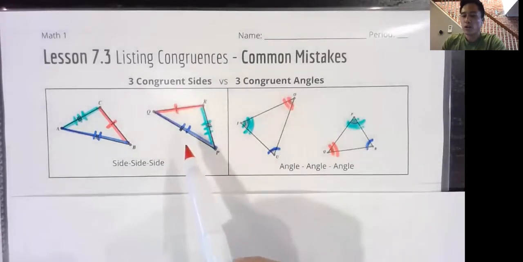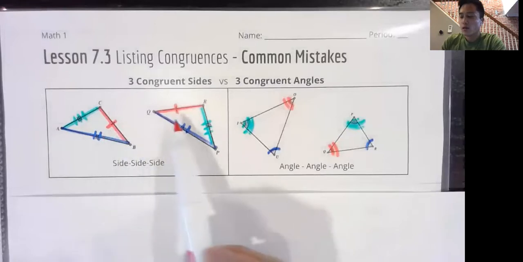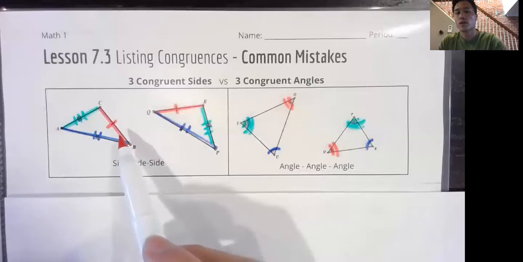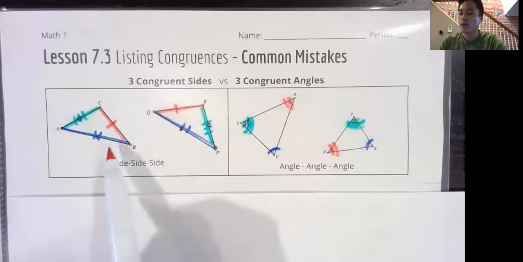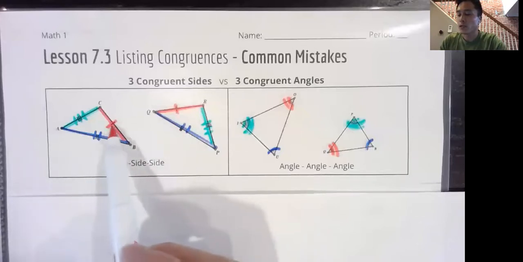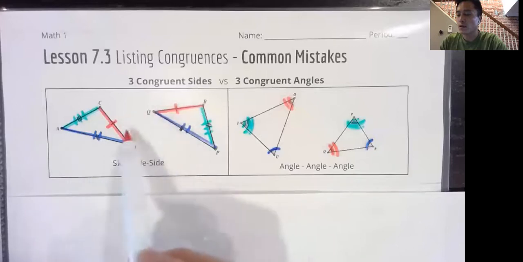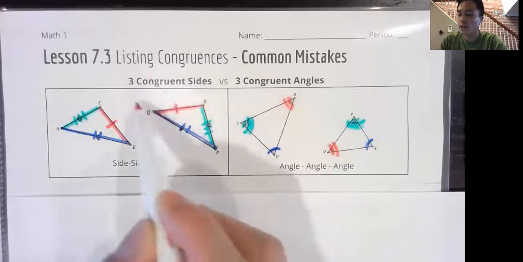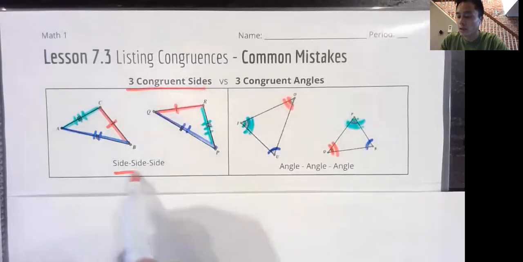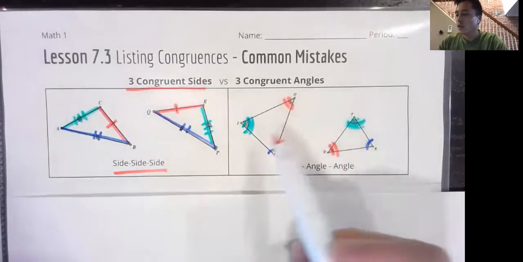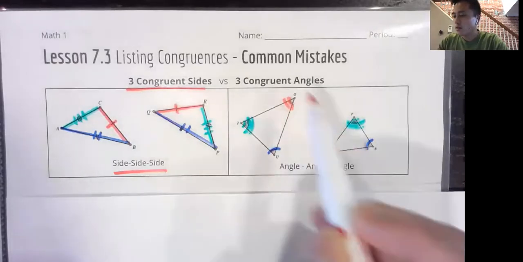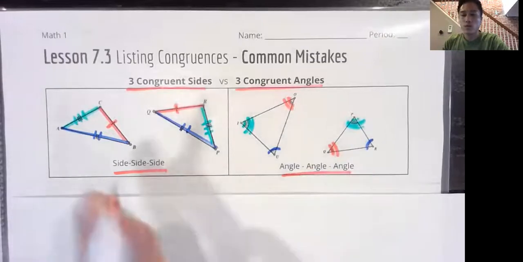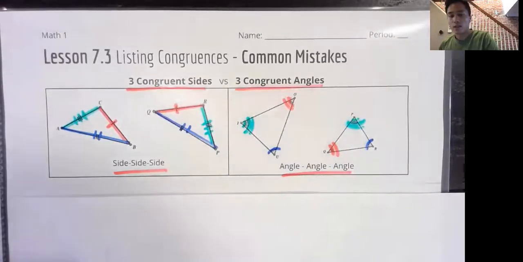Remember that when you're comparing the criteria between two triangles, it's important to look closely at what's marked in the diagram. So in these two triangles, all three sides are marked as being congruent between the two triangles. So we said three congruent sides, or side, side, side. If the angles are marked, that's when we say three congruent angles, or angle, angle, angle. These two were pretty good on your classwork.